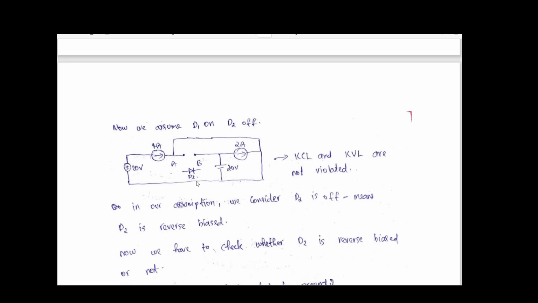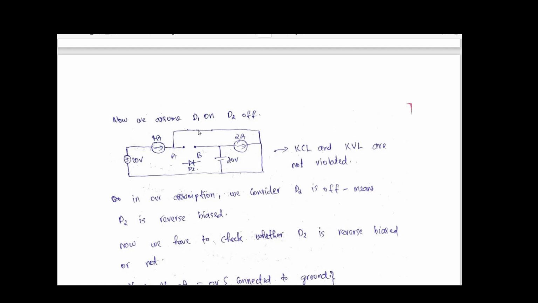Now we have to check the assumption. What was our assumption? D2 was turned off. So that we have to check. How can we verify that? We have to verify the voltage at A and B. If the voltage at A is lower than the voltage at B, that means this is reverse biased. Otherwise, it is forward biased. Our assumption was that this is reverse biased, so what we have to get is that the voltage at B should be greater than the voltage at A. Then only will this be reverse biased. So you have to check that.